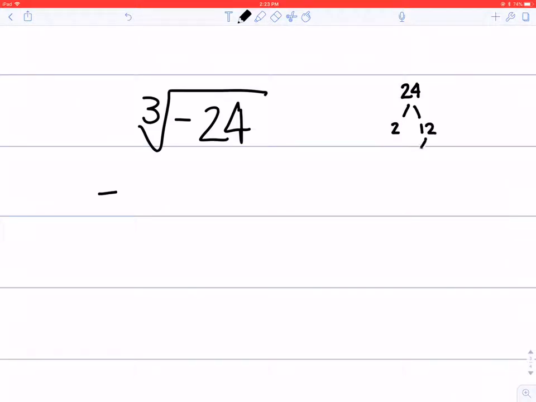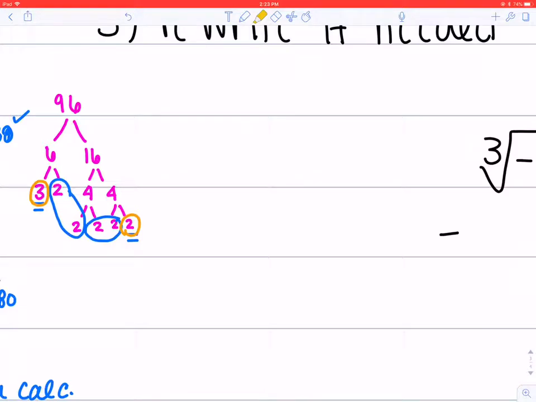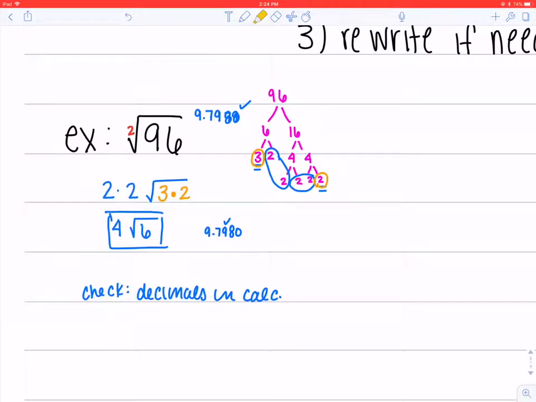So I have 2 and 12, 2 and 6, and 2 and 3. So there's my prime factorization of 24, again because everything on my ends doesn't break down anymore. Now I look at the index. So over here, when I was doing square root, I put them into groups of 2.